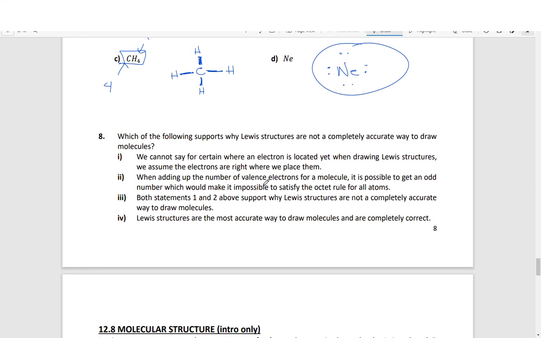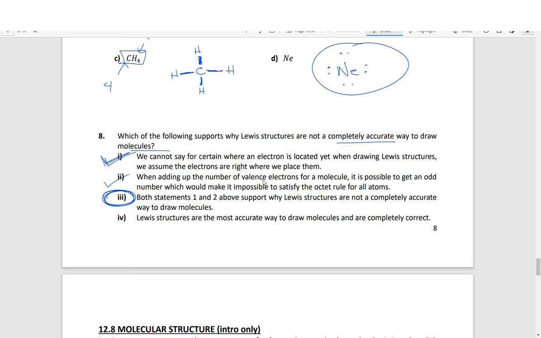So number 8 here, which of the following supports why Lewis structures are not a completely accurate way? We've already kind of debunked the Lewis dot structures way back in chapter 7. Let's read these. We can't say for certain where an electron is located, yet when drawing Lewis dot structures, we assume that the electrons are all right where we place them. Well, that's true, but that's not why we can use these. In adding up the number of valence electrons for a molecule, it's possible to get an odd number, which makes it impossible. That's not really what's wrong with this. So both statements 1 and 2 support why Lewis structures are not a completely accurate way to draw. That's probably the best.